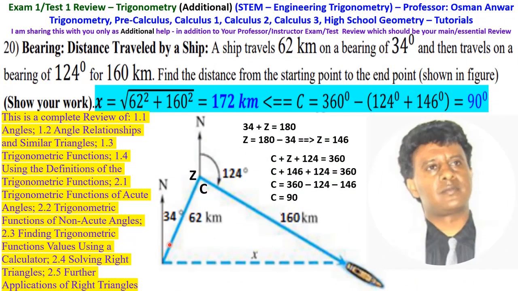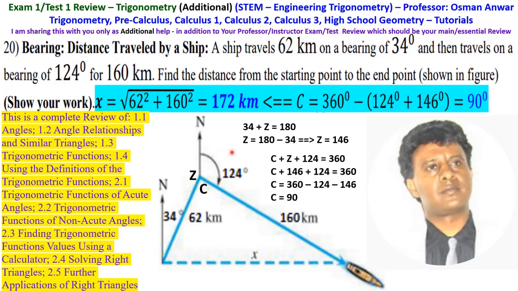Number 20 is bearing, distance traveled by a ship. A ship travels 62 kilometers on a bearing of 34 degrees. And then at this point, it travels on a bearing of 124 degrees for 160 kilometers. Find the distance from the starting point to the end point, which is this distance x.